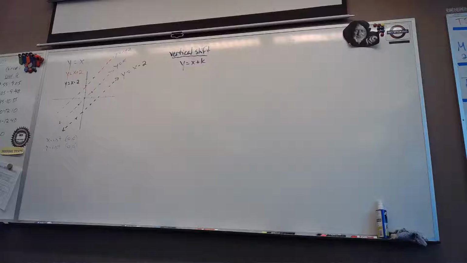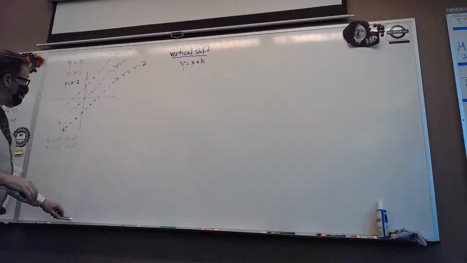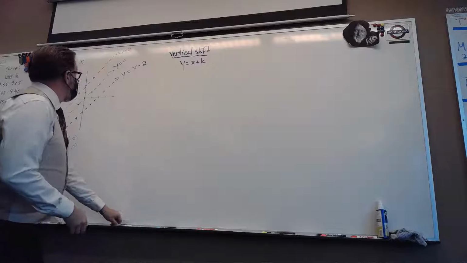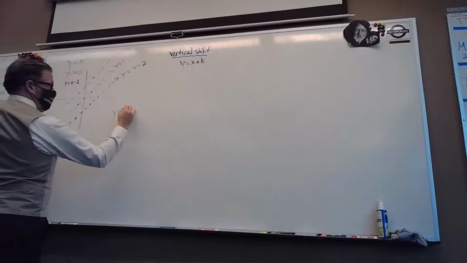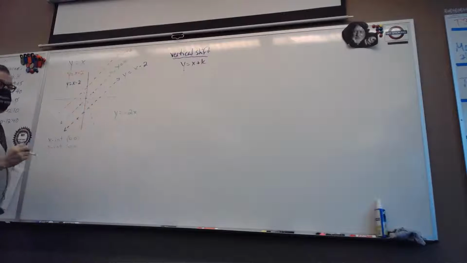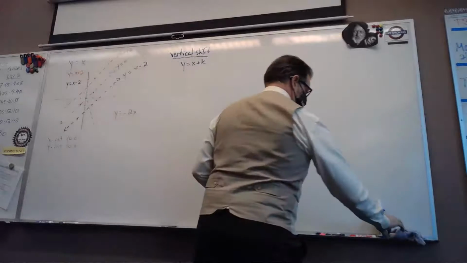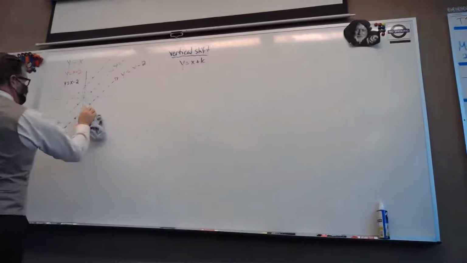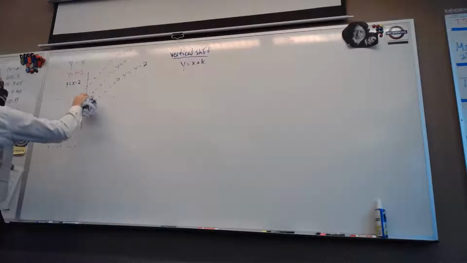Okay, let's go back to y equals x. I want to move it to the right by 2. How am I going to do that? x minus 2, in parentheses.